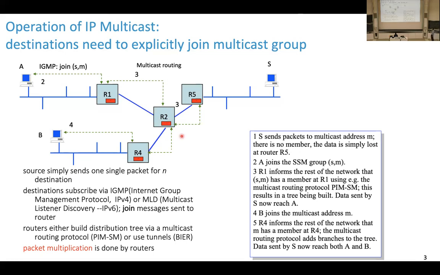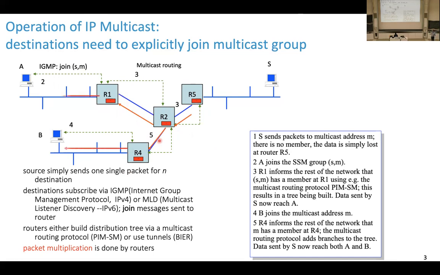So now, if a packet is sent by the source, it will reach R5, and as before, it will reach R2. Now R2 has two things to do. First, it needs to know that it has to duplicate the packet, and then it needs to send the packet. So it duplicates the packet and sends it to the two hosts.